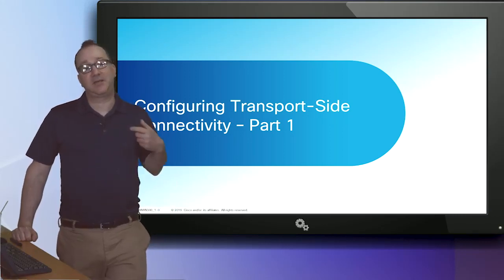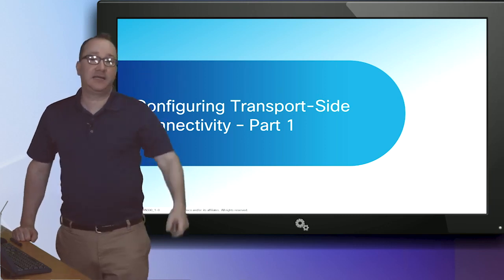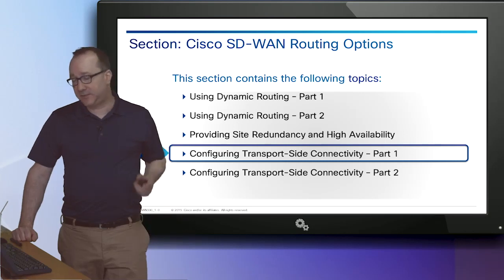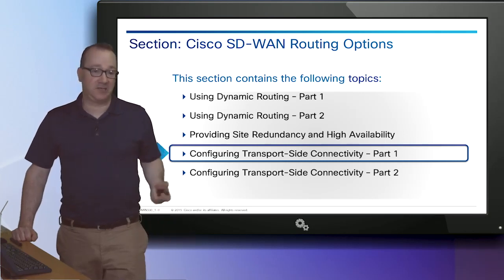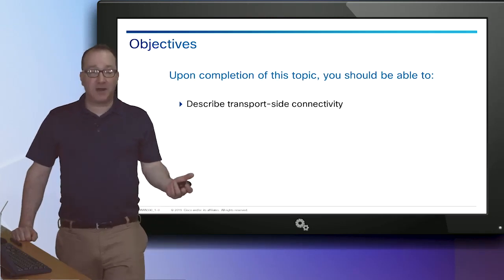So basically, this is going to be setting up the connection from the VPN 0 side into the SD-WAN fabric, okay? And as I said, this is part 1 of 2, so this section is going to be in 2 parts. So stay tuned for the second section after this one. Basically, we're going to describe how we do it.